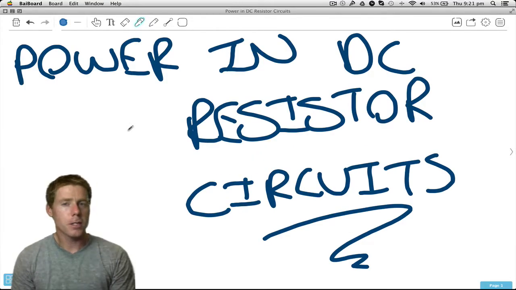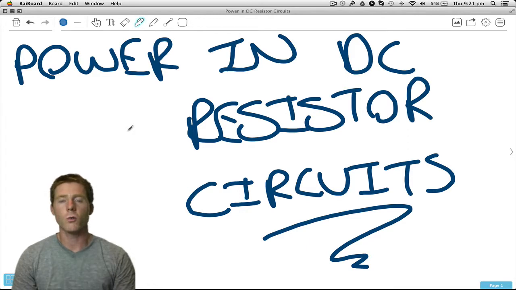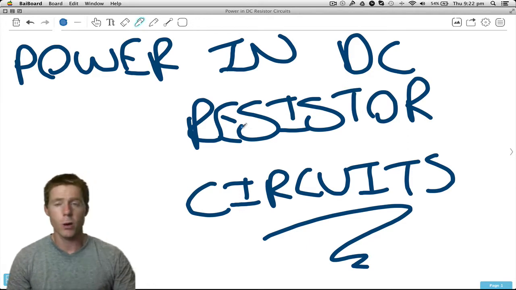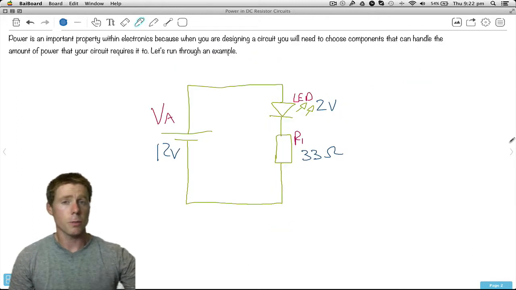Hello everyone, and welcome to this lecture titled Power in DC Resistor Circuits. Up until this point we've been doing calculations around voltage, current and resistance, but we've been missing one key calculation, or one key characteristic, which is known as power. And as you'll see, it's very important to think about power in our circuits.